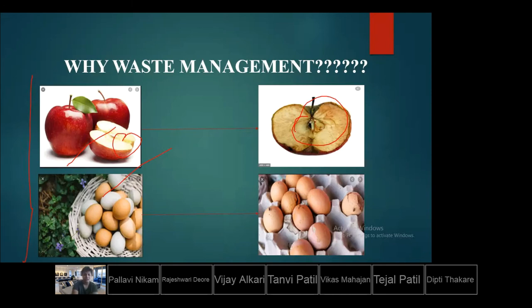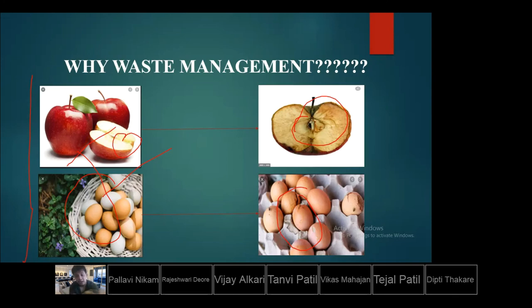Same with the egg. It is very fresh, but if it gets rotten, the egg will look like this. Would you eat this? No, it's waste. But you have to decide why you should manage it. Now we have to see how this rotten apple's waste can be reused, recycled, and so on. What can be recycled and what cannot be recycled, that we have to see. Similar for the eggs. This is the basic example I have given of what exactly waste is and why management is required.